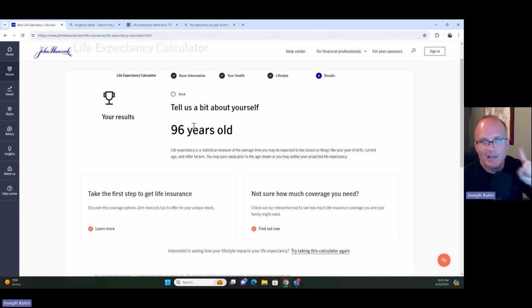That's what I use. There's three ways, in summary, there's three ways to look at your mortality as an input to your retirement plan. This John Hancock life expectancy calculator is the way to go.